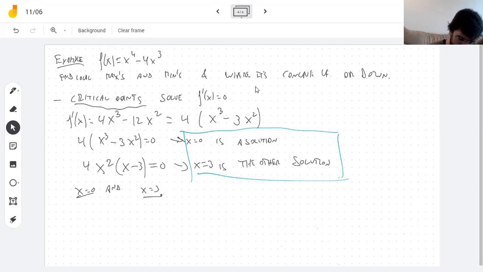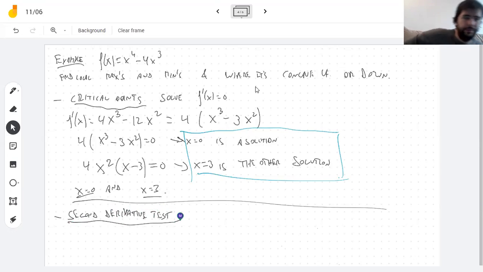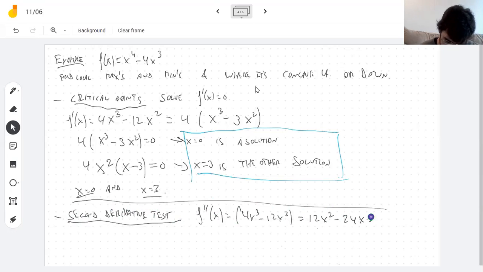So I don't know if they're maxes or mins or neither, but what I can do is use the second derivative test. So for that, I gotta compute the second derivative, which is the derivative of the first derivative, 4x cubed minus 12x squared. And that is gonna be 12x squared minus 24x. And this is 12x times x minus 2.